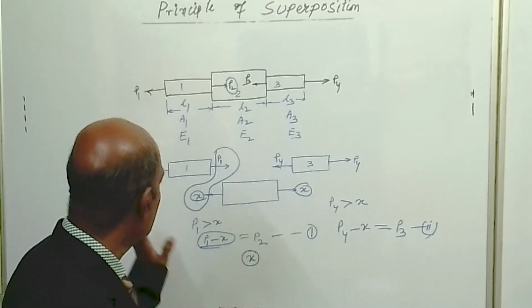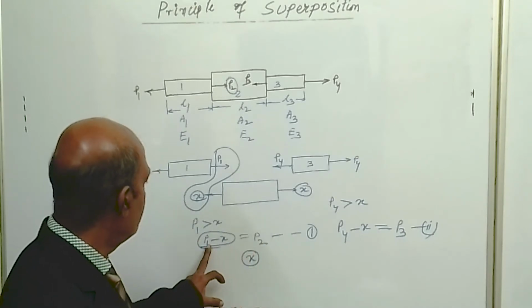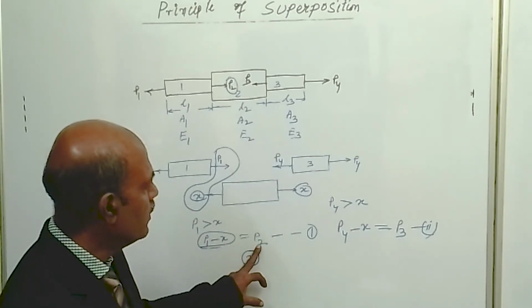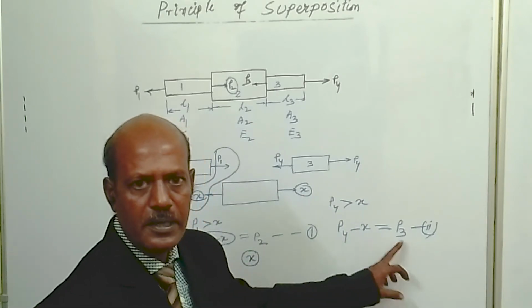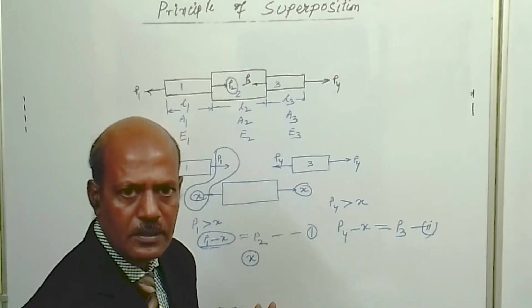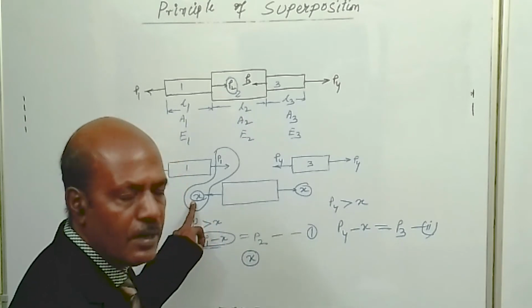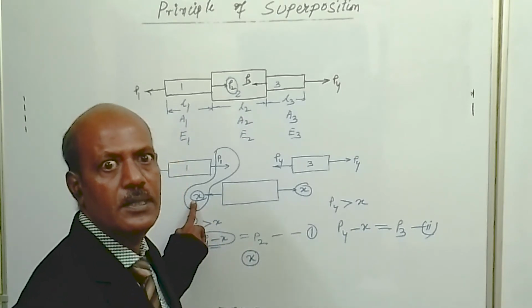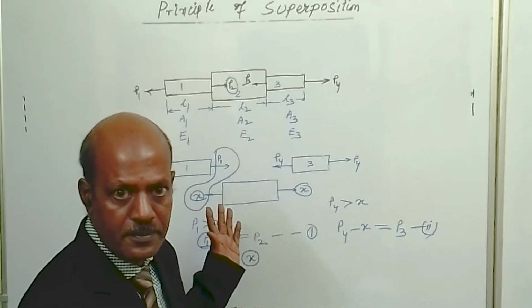But if the x value is negative, then it will be a compressive load. We will obtain that x value by equating P1 minus x is equal to P2 and P4 minus x is equal to P3. By solving these two equations, we will get the value of x. Once we get the value of x, we can determine the exact load acting on segment 2.